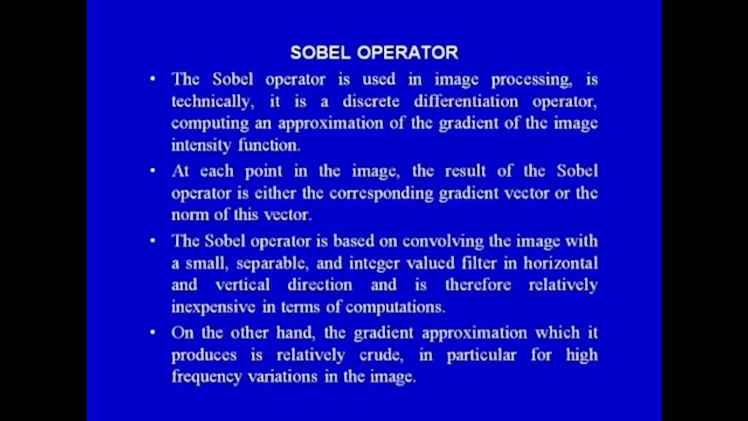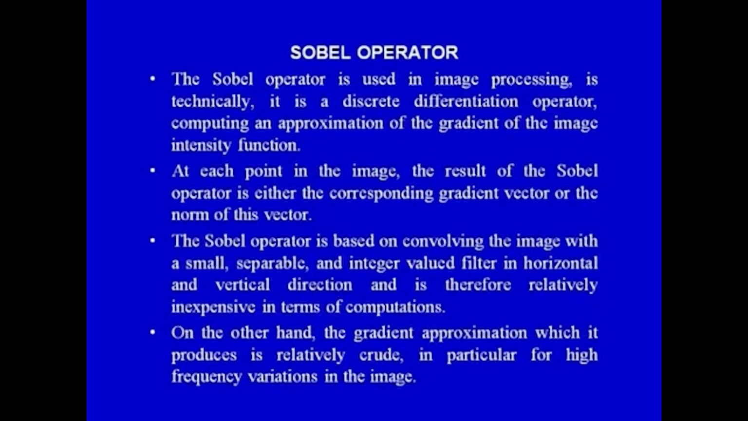The Sobel operator, used in image processing, is technically a discrete differentiation operator computing an approximation of the gradient of the image intensity function. At each point in the image, the result of the Sobel operator is either the corresponding gradient vector or the norm of this vector. The Sobel operator is based on convolving the image with small, separable, integer-valued filters in the horizontal and vertical directions, and is therefore relatively inexpensive in terms of computations.